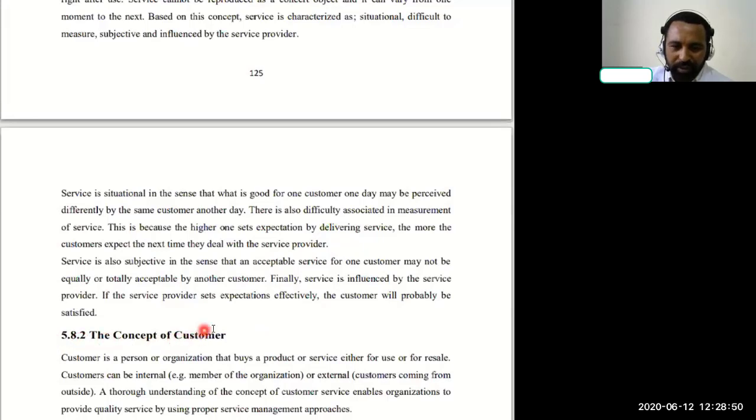Next time we will discuss the concept of customer. Who is a customer? How can we classify customers? There are current customers, future customers, or prospects. In terms of products, we can classify consumer customers and industrial customers based on the type of product. A customer could be a person or an organization that buys a product or a service, either for personal consumption or for reselling purposes.